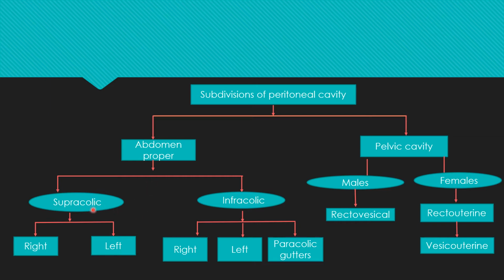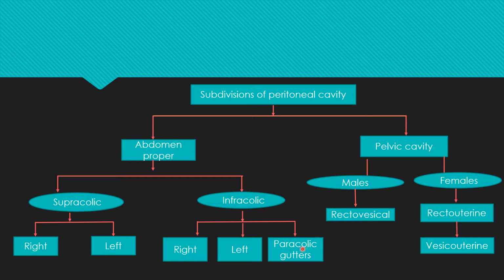The supracolic is further divided into right and left by the attachment of the falciform ligament. I will explain this in the next slide. While the infracolic compartment is divided into three parts, the right and the left parts are divided on the basis of the root of the mesentery. The part lying on the right of the root of the mesentery is the right infracolic, and the part that lies on the left of the root of the mesentery is the left infracolic, while the part of the infracolic compartment that lies on the lateral aspect of the ascending and descending colons is known as the paracolic gutters. As the name indicates, paracolic: para means around, and colic refers to the large intestine.